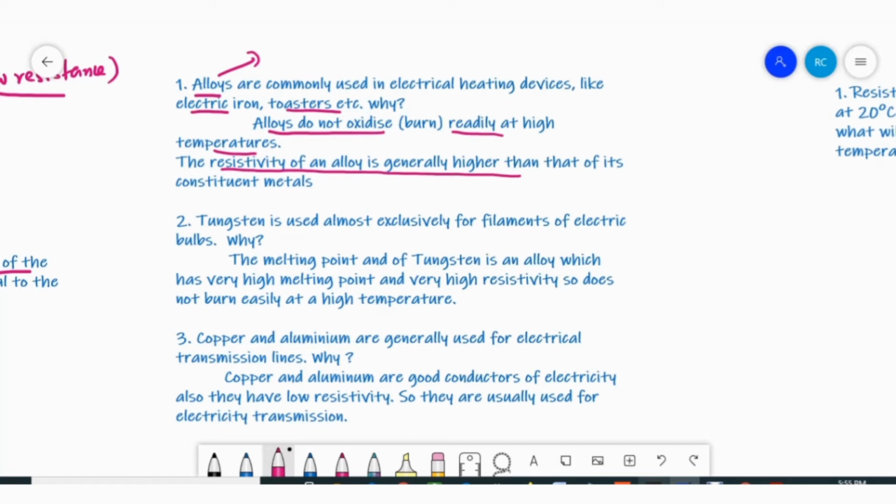Now, the second question: tungsten is the most used element for filaments of electric bulbs. What is the reason behind this? As you know, tungsten has a very high melting point, and its resistivity is very high. So it does not burn easily at high temperature. That's why tungsten is used as bulb filaments.